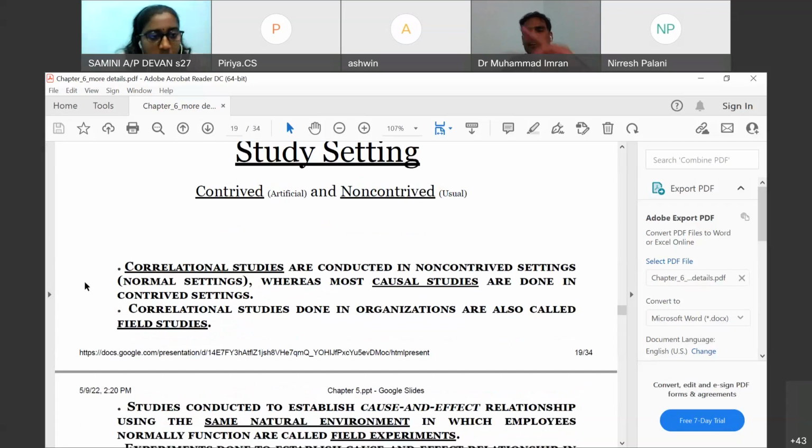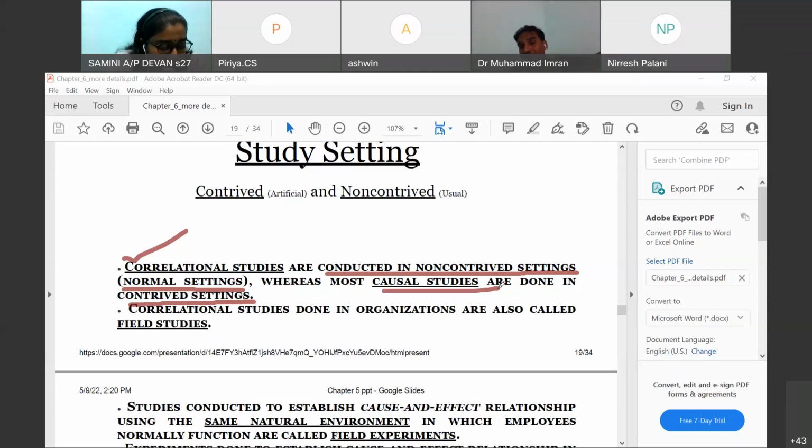So there are two major types. Correlation studies are conducted in a non-contrived setting, meaning the normal setting, whereas most causal studies are done in a contrived, artificial setting. We already discussed this in the last part, researcher interference. He artificially changes the respondent and verifies the concept. Understand? I hope you got it.